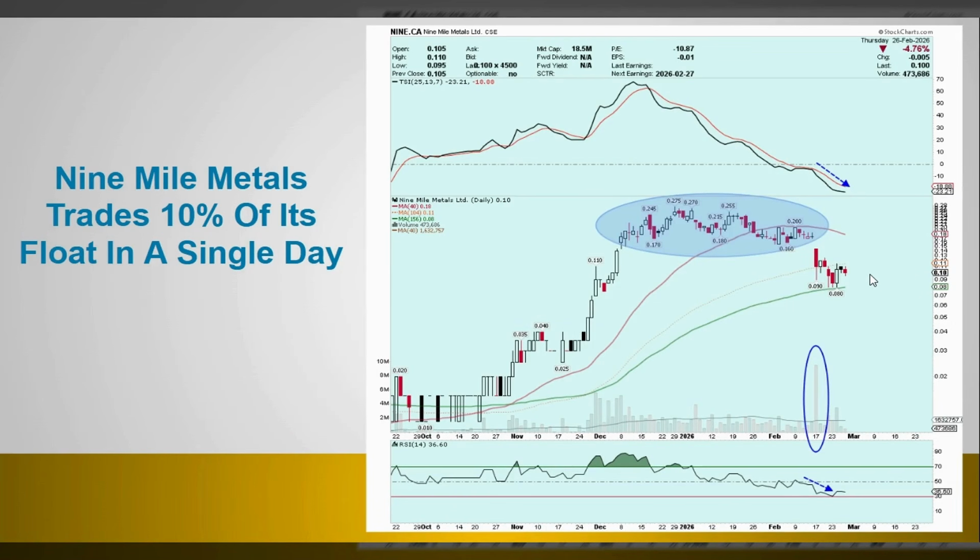9 Mile Metals, this was a recent example just a couple of weeks ago. And you can see the big sell day here. And what has it done since? Not much. In fact, it's kind of grinding lower, right? So enormous volume on the selling. I believe that was February 17th. And this one is probably in the no-go zone for at least a couple of months, just because of this island top and the big sell day, right?